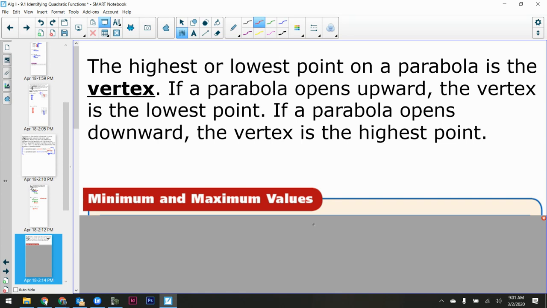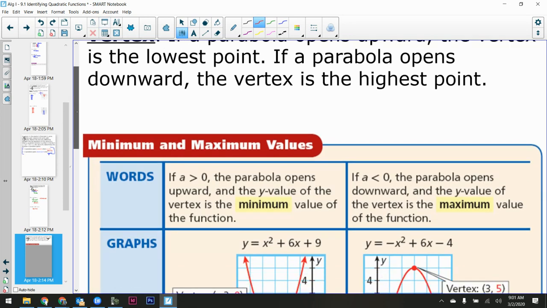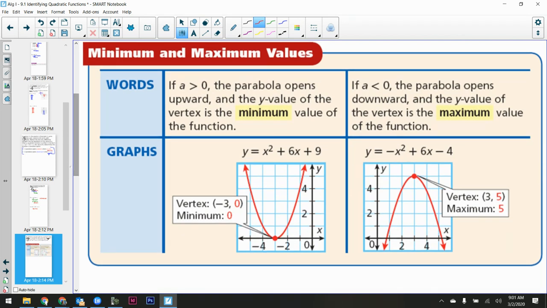Another name for it is the maximum or minimum value. If it's bottoming out, that's going to be a minimum value. If there's a top to it, that's going to be a maximum value. It's going to reach a highest point. Now, how does that tie into what we just learned? If a is positive, it's a happy face. It will have a minimum value, not a maximum, because it's going to have that bottoming out point. If a is negative, then it's a frowny face. Then it's going to be a top point, or in other words, a maximum value.